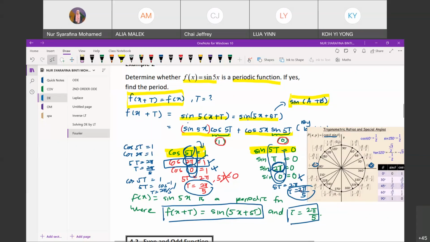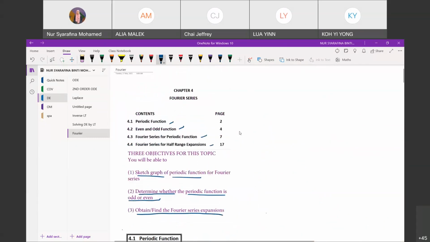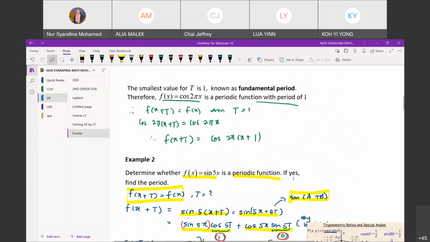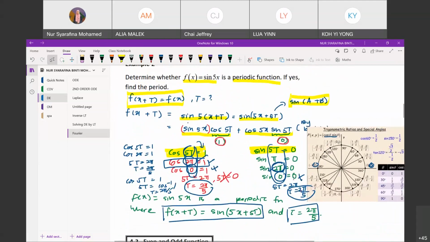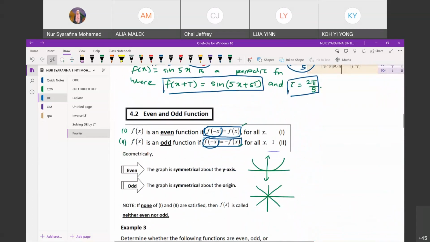Okay, so this is how you prove whether that function is a periodic function or not. You have to find the period T. This Fourier series is applied to periodic functions. So after this, we can see where we can apply the period T. How can you identify a periodic function? This is how you prove it: f(x + T) equals f(x). Next, you need to understand even and odd functions.